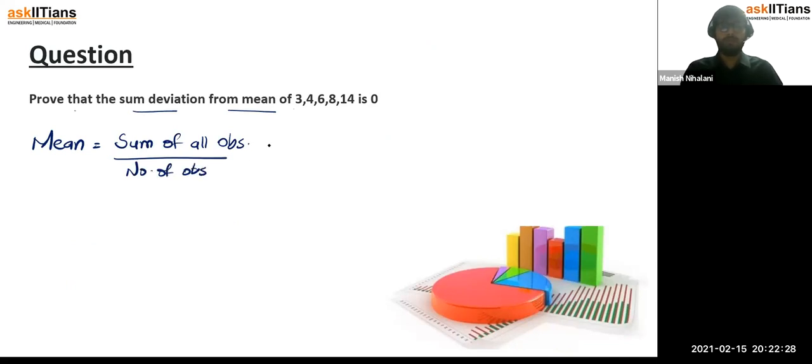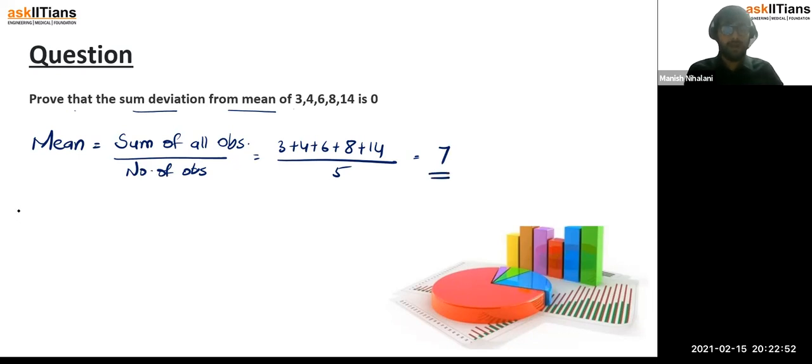So what is the sum? 3 plus 4 plus 6 plus 8 plus 14. How many observations are we talking about? 5, right? So this gives 10, and 3 is 13, and 14 is 27, and 8 is 35. 35 divided by 5 is 7. So we are getting the mean as 7.